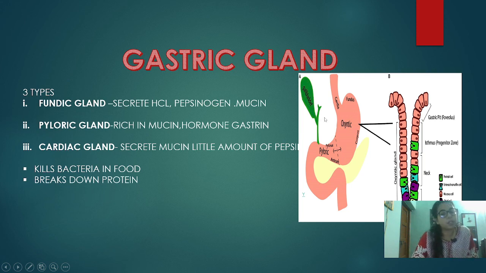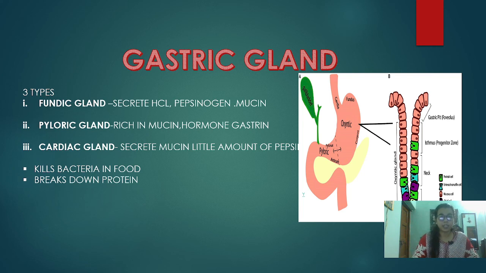So what do these parts do? From the fundus, the fundic region, HCl is secreted, and pepsinogen as well as mucin is secreted. What does the HCl do? Basically it kills the bacteria which are present in the food and also helps in the breakdown of certain enzymes as well as the food. Second, what does the pepsinogen do? Basically it breaks down the protein. The digestion of protein we are going to discuss further. And the role of mucin, as already discussed, helps in lubrication.